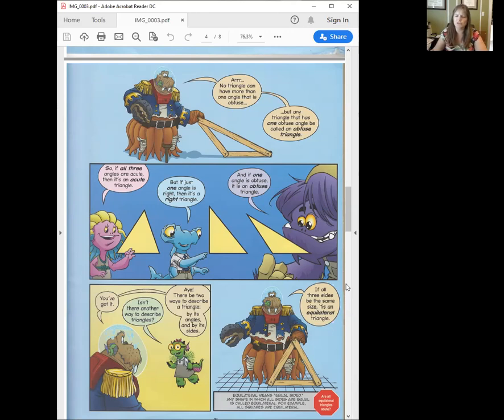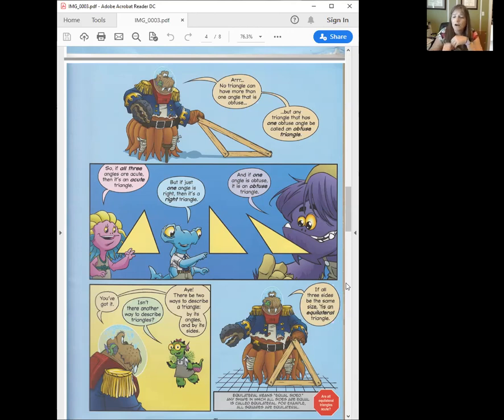Aye, there be 2 ways to describe a triangle, by its angles and by its sides. If all 3 sides be the same size, 'tis an equilateral triangle. There's a box at the bottom that says, here's some more information. Equilateral means equal-sided. Any shape in which all sides are equal is called equilateral. Lateral, sided, equal, equal. For example, all squares are equilateral because all 4 sides of a square are the same length.